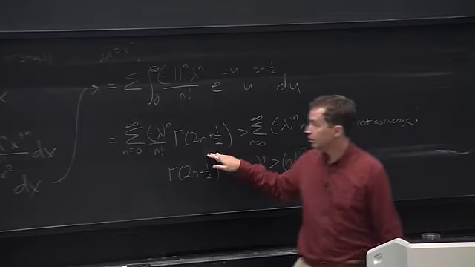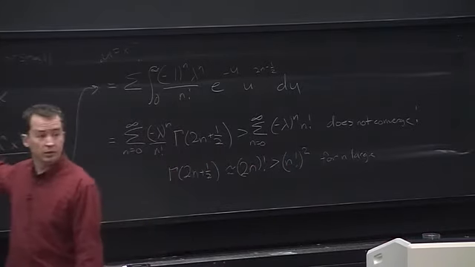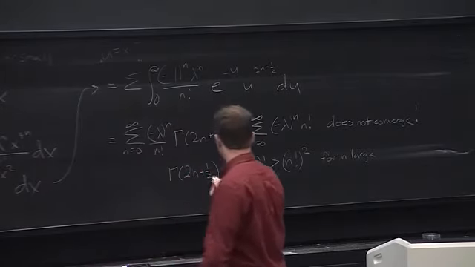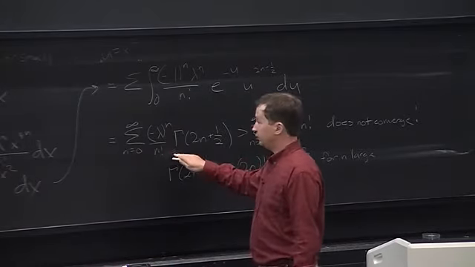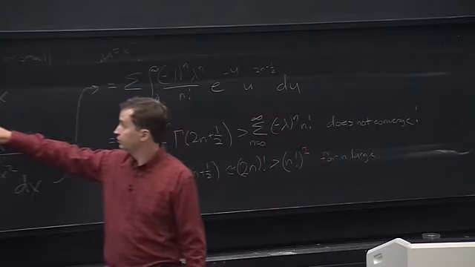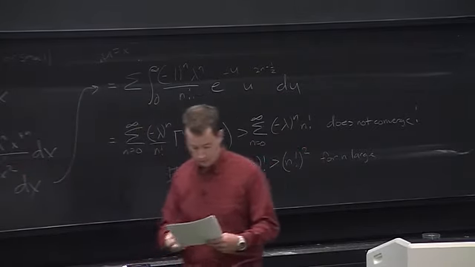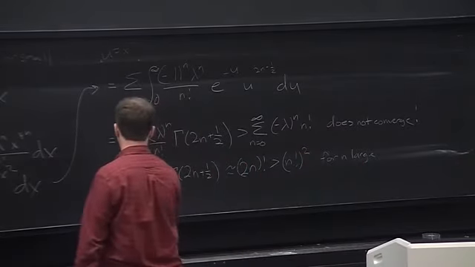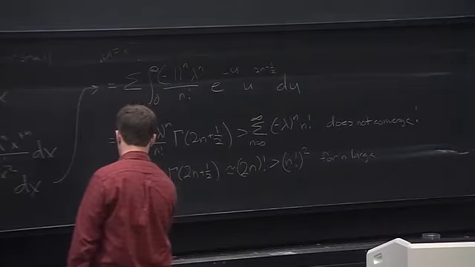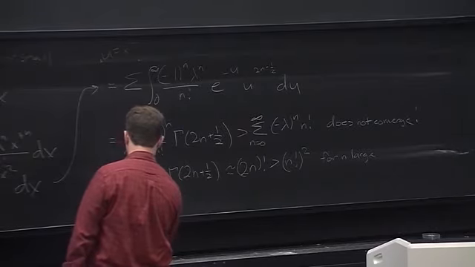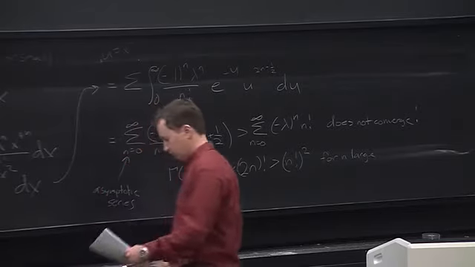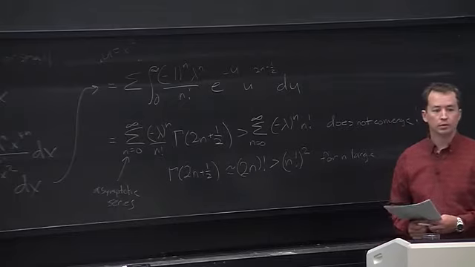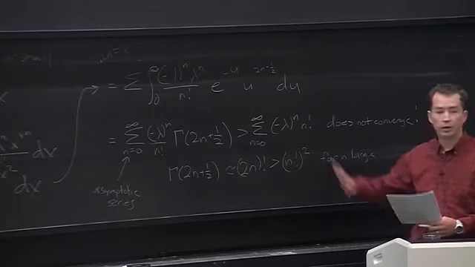This is not equal to this. It does contain information about the original series. And what this series is, is a first example of an asymptotic series. So this is an asymptotic series. Any questions so far?